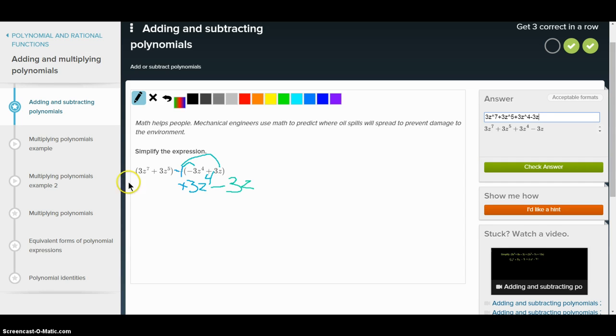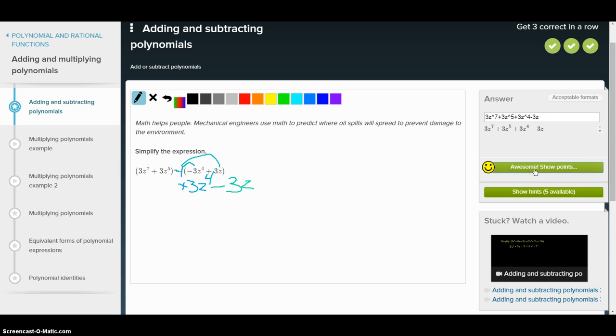Alright, double check. 3z to the 7th plus 3z to the 5th plus 3z to the 4th minus 3z. And we're good to go.